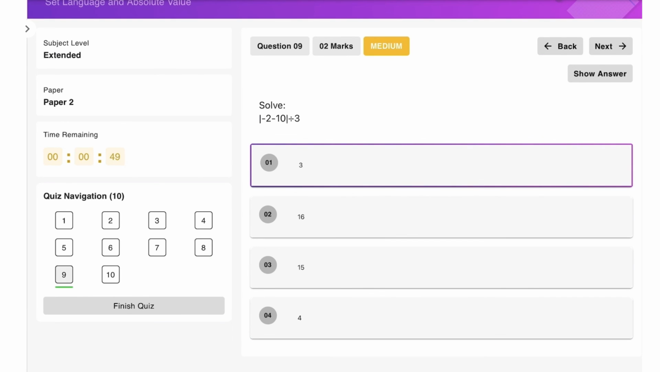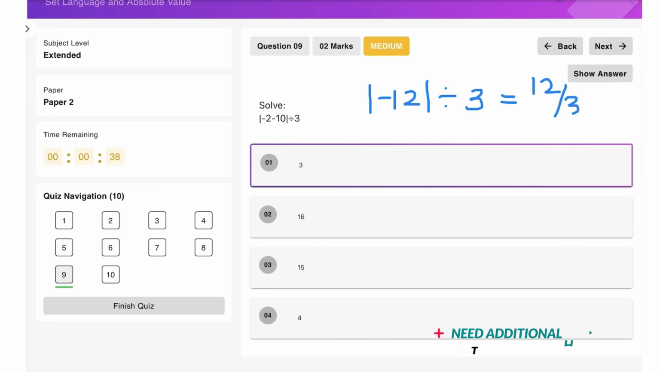And finally, solve negative 2 minus 10. So that's basically negative 12 modulus divided by 3, which is the same as saying positive 12 divided by 3. So my answer here is going to be 4.